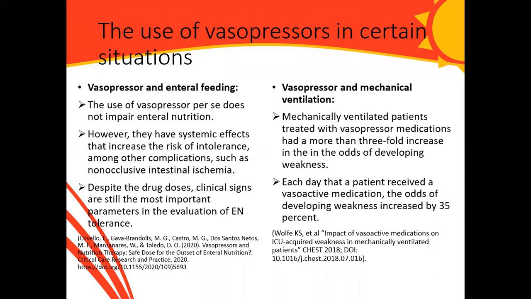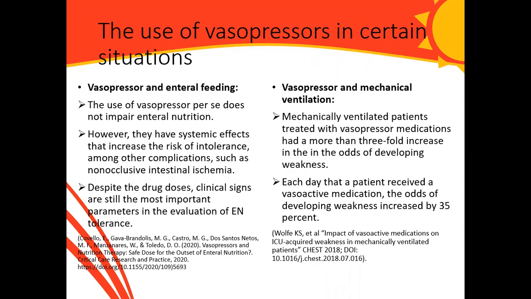If your patient's residual gastric volume is less than 150 mL, and then the patient requires higher doses of vasopressor, it's not a contraindication for enteral feeding. So clinical judgment is very important as you put aside the risk and benefit of enteral feeding in the face of vasopressor use.